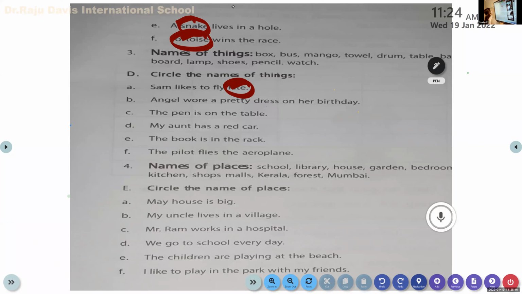Madhav, come on. Do the next question. Question B. Madhav, yes, read the question. Angel wore a pretty dress on her birthday. Okay, come on. Dress, very good. So dress is a thing there. Okay, very good. Yes.